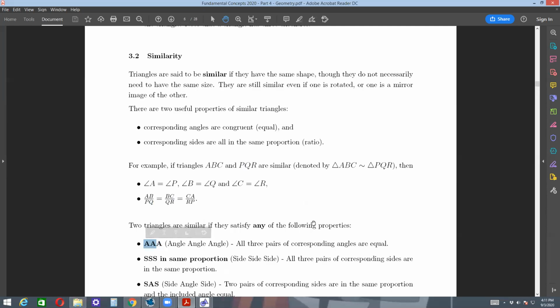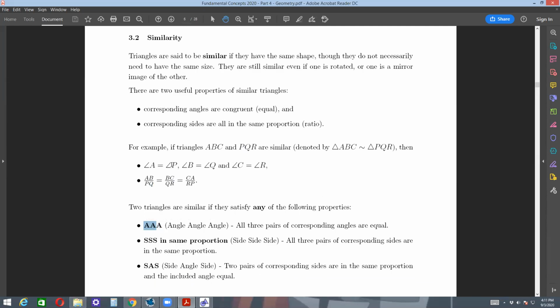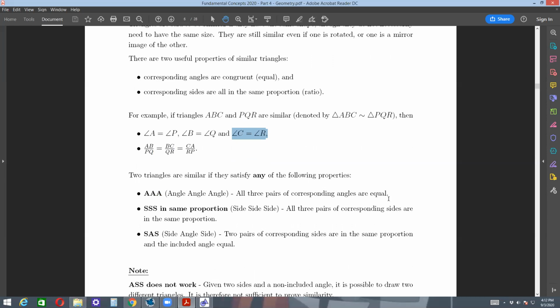Right? So for example, if the angle at A is equal to the angle at P and the angle at B is equal to the angle at Q, this will automatically follow, because the angle at C is 180 minus the angle at A minus the angle at B. And then similarly, this is 180 minus this angle minus this angle. And because of these equalities, it is automatically true. So even though it's stated AAA, you don't have to say all three pairs of angles are equal. You just have to show two of them, and it follows from that.